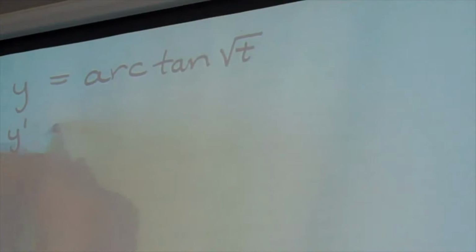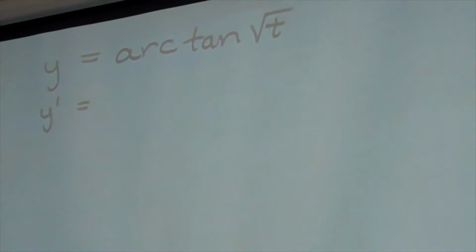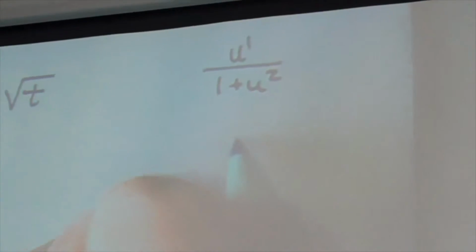Of the square root of t. Find y prime. Go. Prime over 1 plus u prime over 1 plus u squared. Is that right? Okay, so first of all, I'm going to say that u is equal to t to the 1/2. So u prime would be 1/2 t to the negative 1/2. Clean that up before you plug it back in, which is 1 over 2 root t.